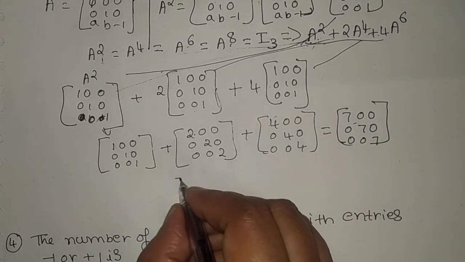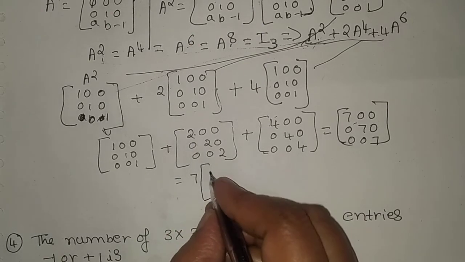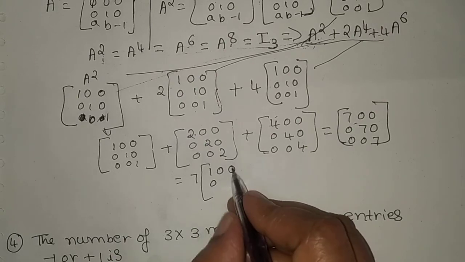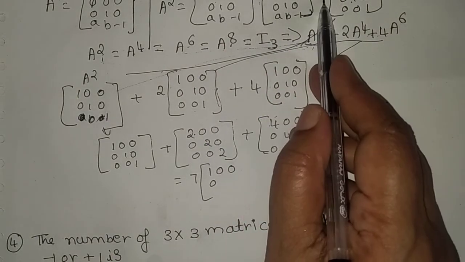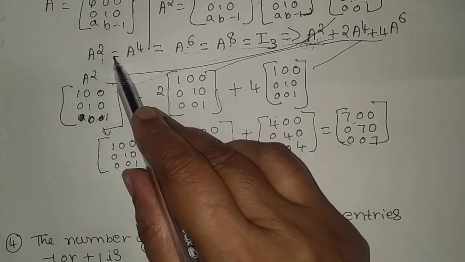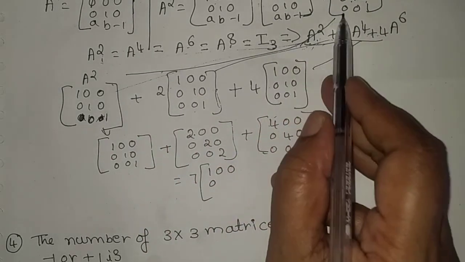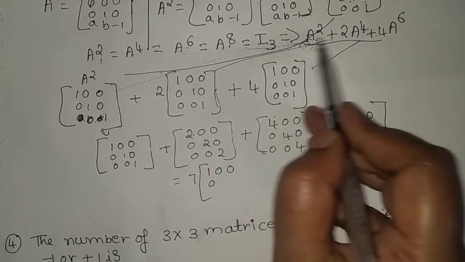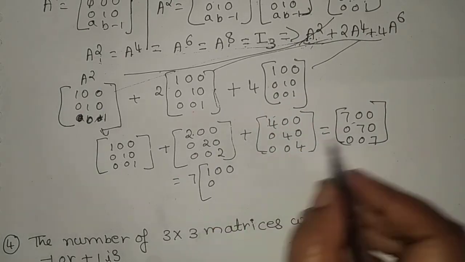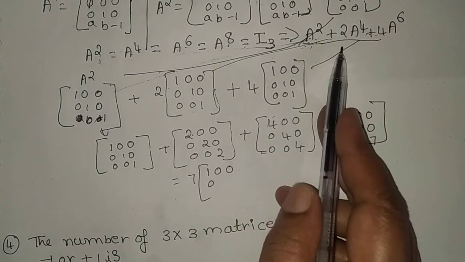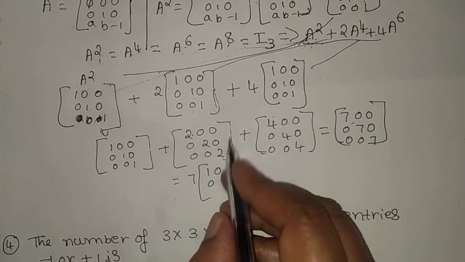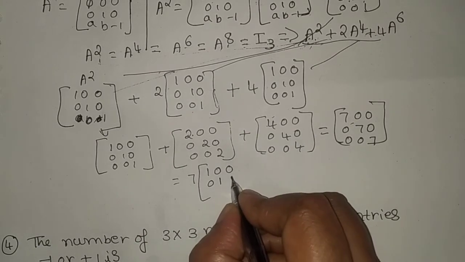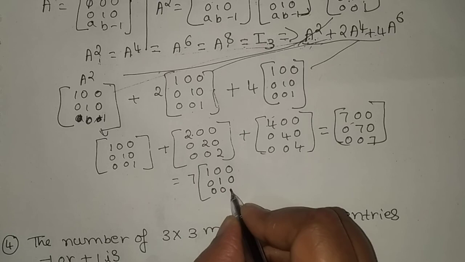So now, bring 7 outside the bracket, outside the matrix, and we will get the identity matrix, since while multiplying A into A we are getting the identity matrix. So we made all the powers equated, so anywhere if we multiply 4 times, we get the identity matrix. So we equated this to I3. Then we took the formula and added all this and substituted it and took 7 outside the matrix, then the unit matrix remains, that is 0, 0, 1.